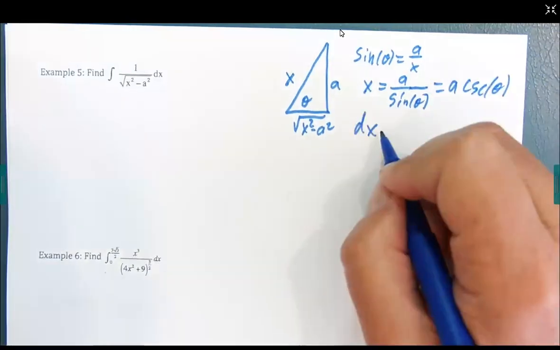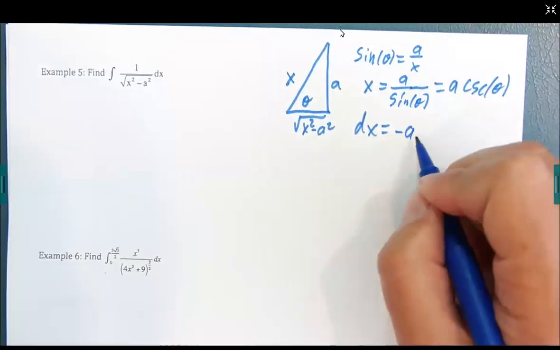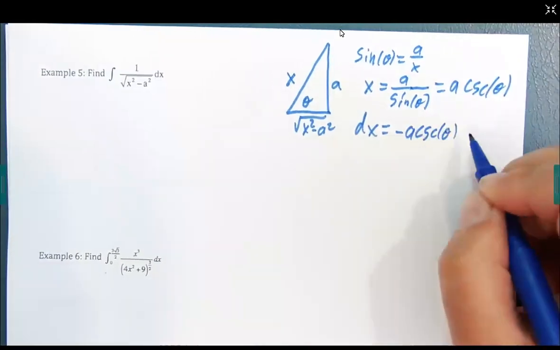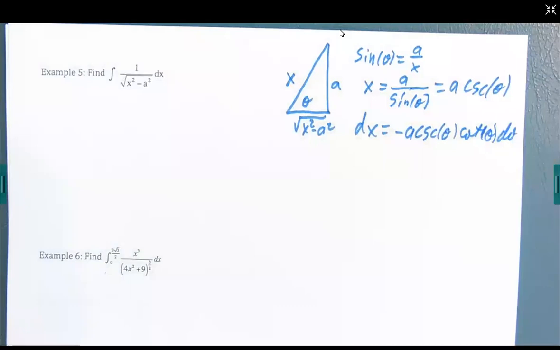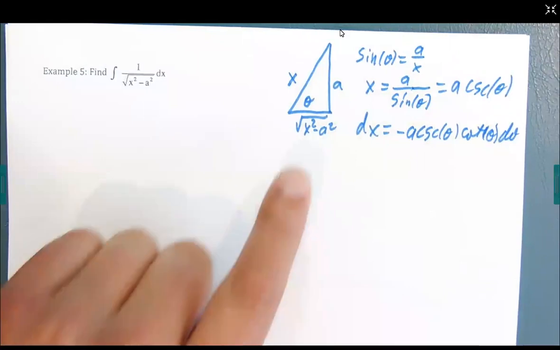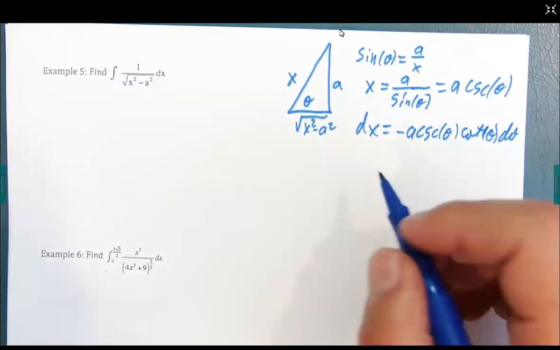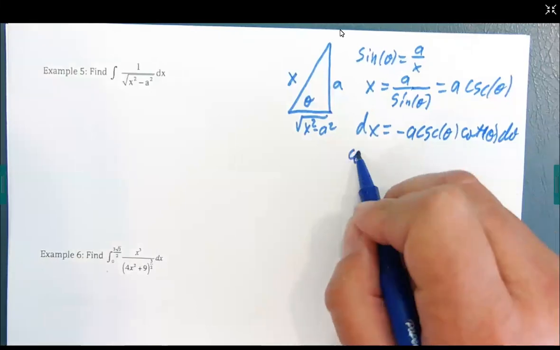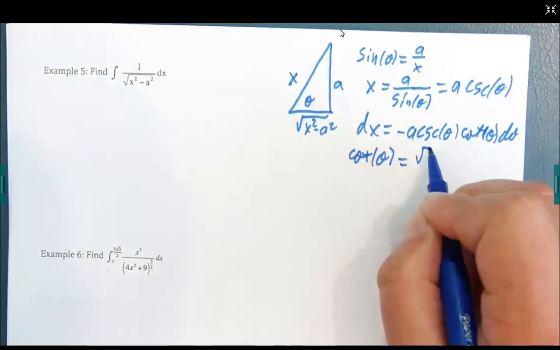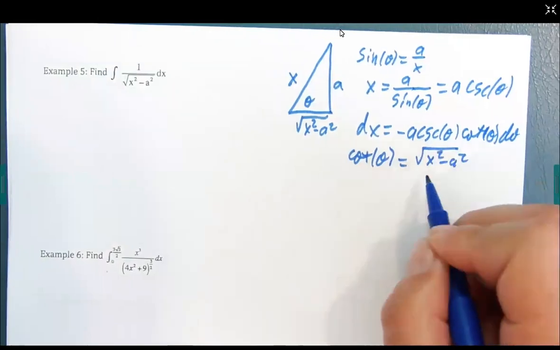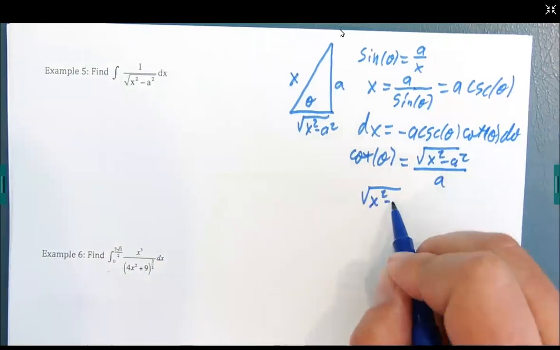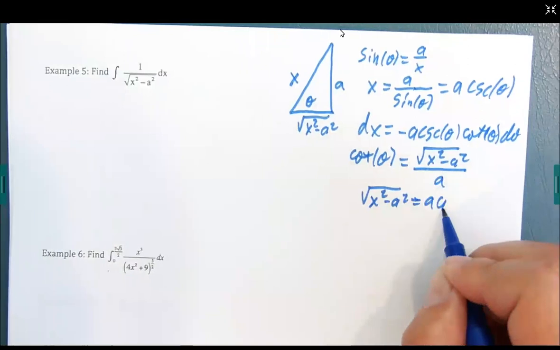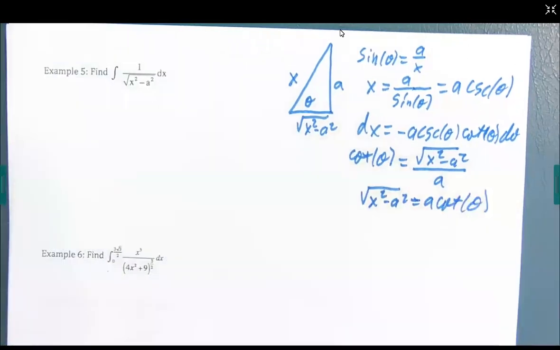Our dx is going to be negative a cosecant theta cotangent theta d theta. And our denominator is going to be, I'm going to compare the adjacent leg to the opposite leg. That is cotangent. So cotangent of theta is the adjacent over the opposite, which is a. So the square root of x squared minus a squared equals a cotangent theta. So there are my two pieces that I need.